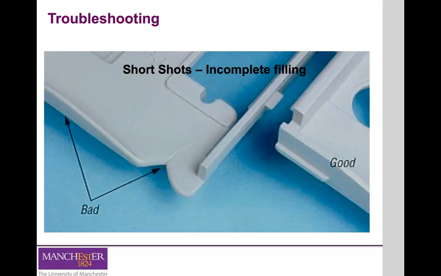And obviously the temperature inside the mold. So if you're realizing that you have incomplete filling of the mold, but your melt temperature, your pressure, your injection speed is adequate, then one way that you have to prevent these short shots is by increasing the temperature inside the mold.